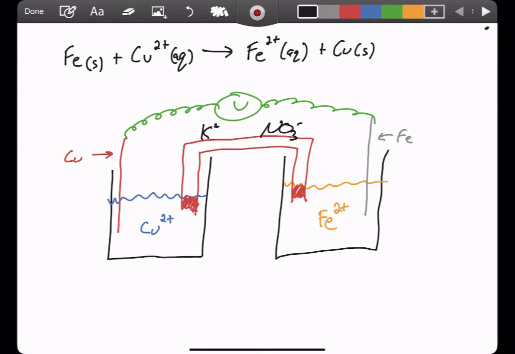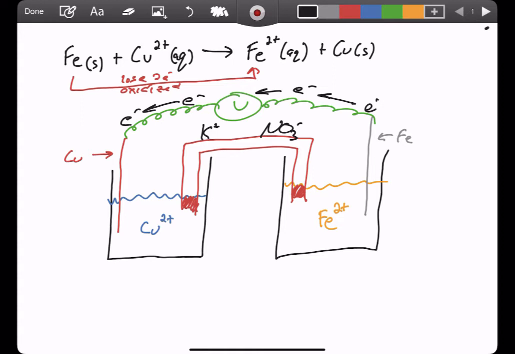All right, so let's take a look and see what we can determine from our reaction and from our drawn cell here. So if we look at the reaction, we see that we've got iron turning into iron 2 plus. And in order to do that, the iron must lose 2 electrons, and so that means that the iron is being oxidized. So that means that I have electrons coming out of the iron and flowing to the copper. Okay, so that means that my iron is the site of oxidation and copper is the site of reduction.